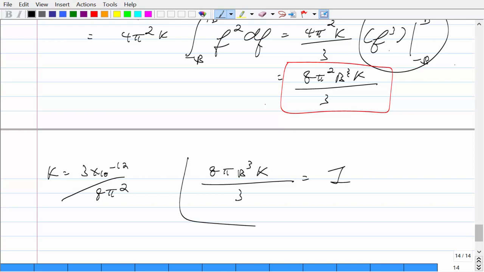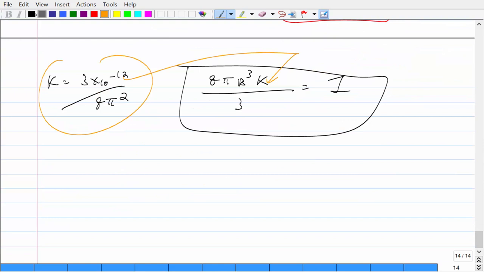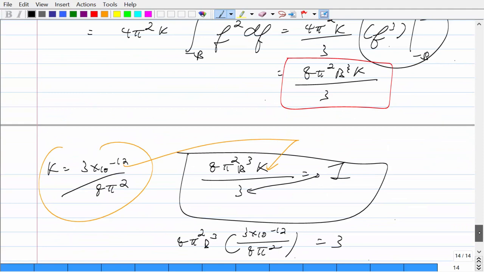So if you actually take a look at the units, it's actually pretty fortuitous. There's an 8 pi squared here, which will cancel out with that and so on. So 8 pi b cubed times 3 times 10 to the minus 12 divided by 8 pi squared, okay? And we're going to set this equal to 3. So we can bring this over here to make things a little simpler. So 8 pi, oh, sorry, there's a squared here. I forgot that, 8 pi squared, okay.